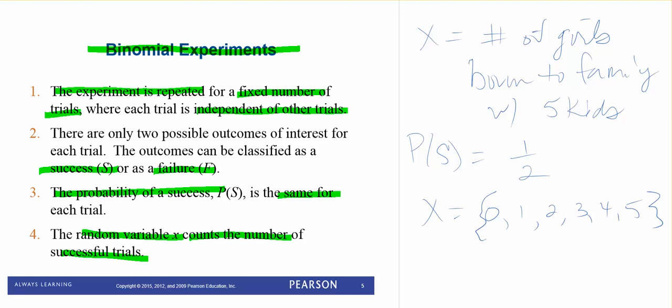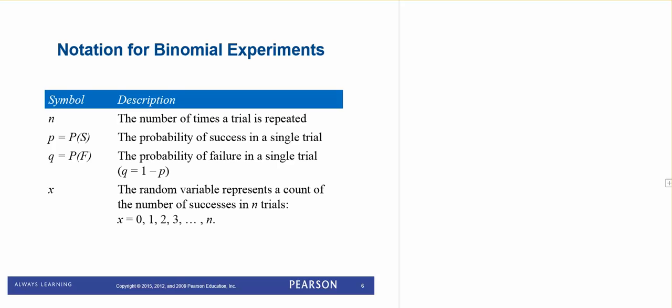Now you can make just about anything a binomial experiment, but it has to follow these rules. So once again, fixed number of trials, independent, success or failure, probability of success is the same, and the random variable counts the number of successful trials. Okay. So it's just another example of a discrete distribution.